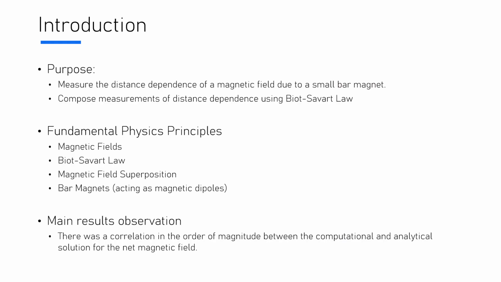To start off, we have the purpose of this experiment, which is to measure the distance dependence of a magnetic field due to a small bar magnet. We will compare these measurements by using the distance dependence in the Biot-Savart law.